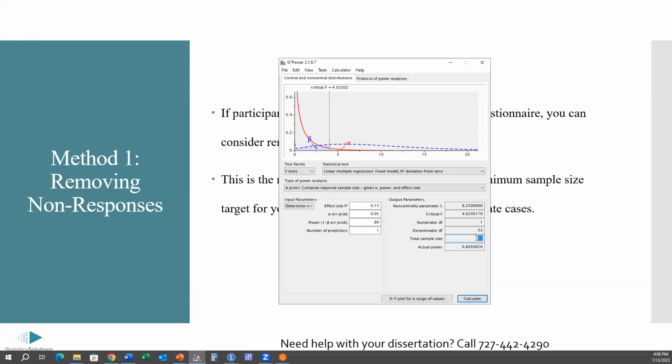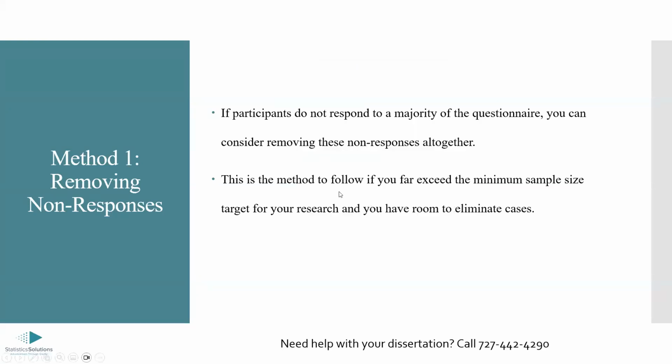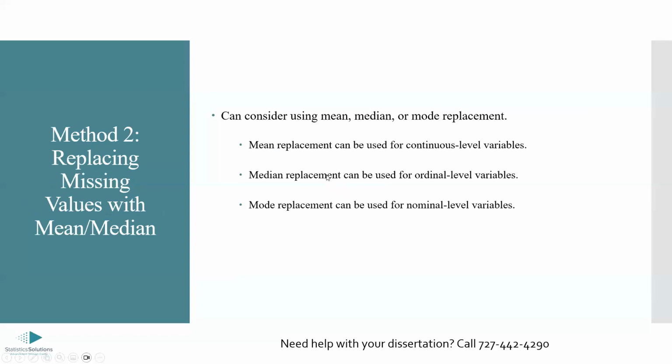So if you are well above 55, if you're in the hundreds or even beyond, you have the ability to remove cases and still have a large enough sample size. So that's what I would do. This is probably my number one preference, eliminating partial or non-responses. The second method is swapping the missing values with the mean, median, or mode.